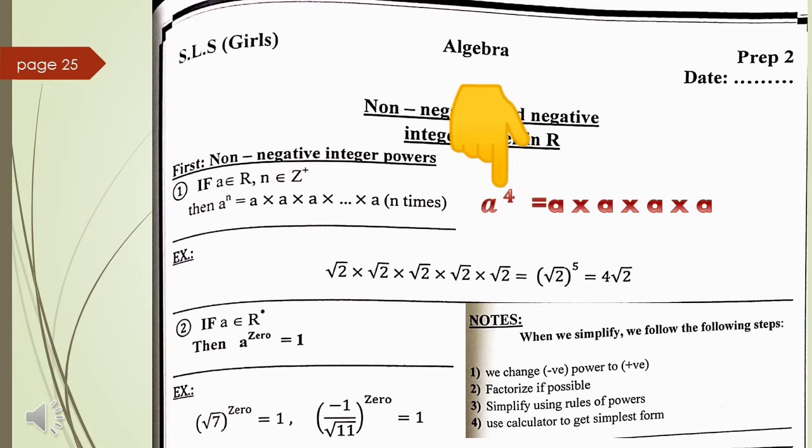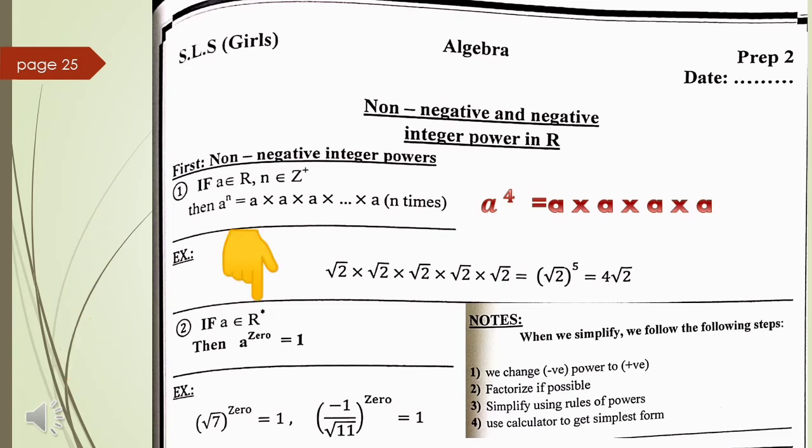As you can see here, a to the power of 4, you know from before that it means a multiplied by itself 4 times. Also I can say that root 2 multiplied by itself 5 times is equal to root 2 to the power of 5, which can be simplified to 4 root 2, and we're going back to this point later. Now, if you look at the second case, which is a belongs to R star.